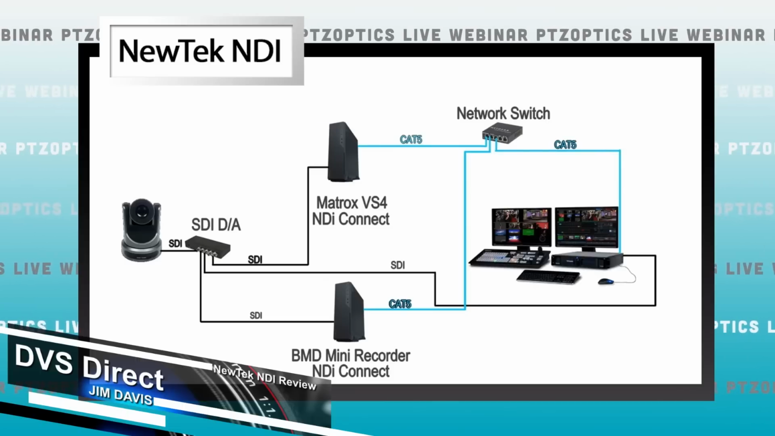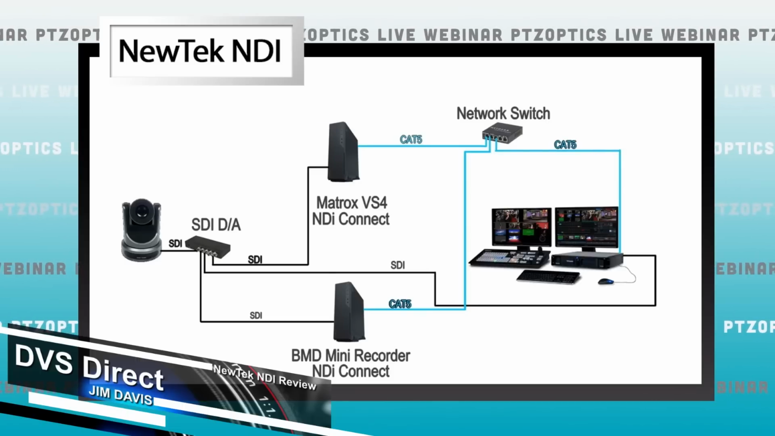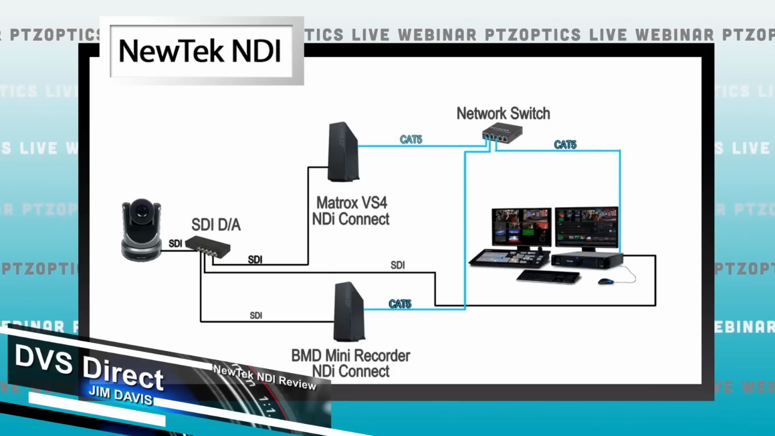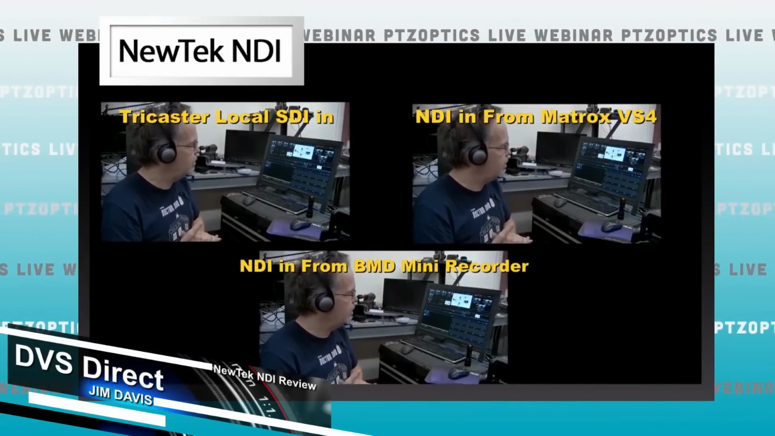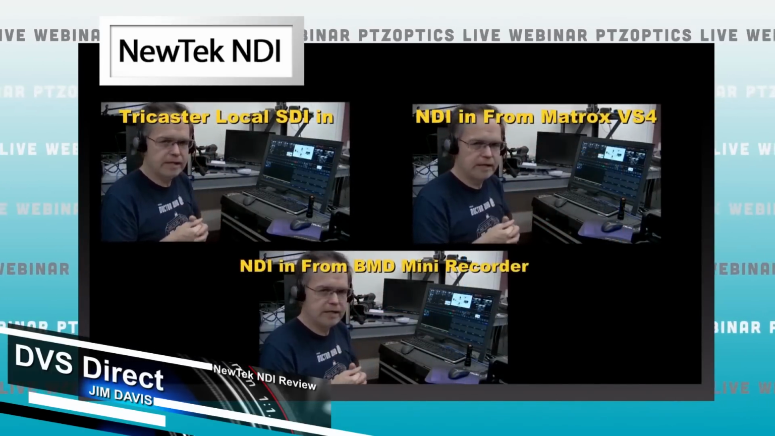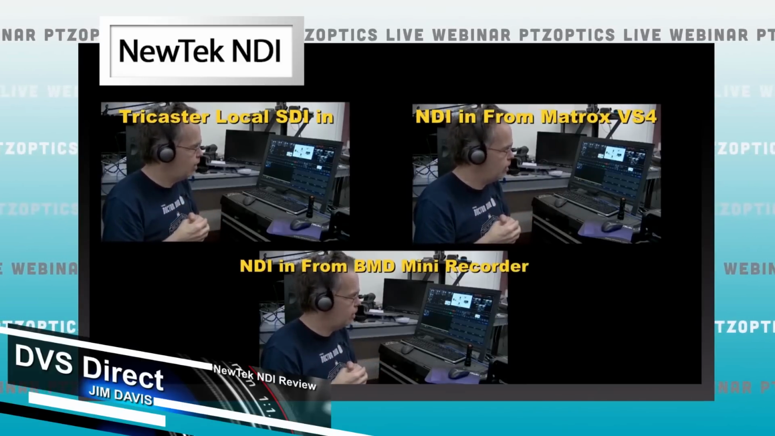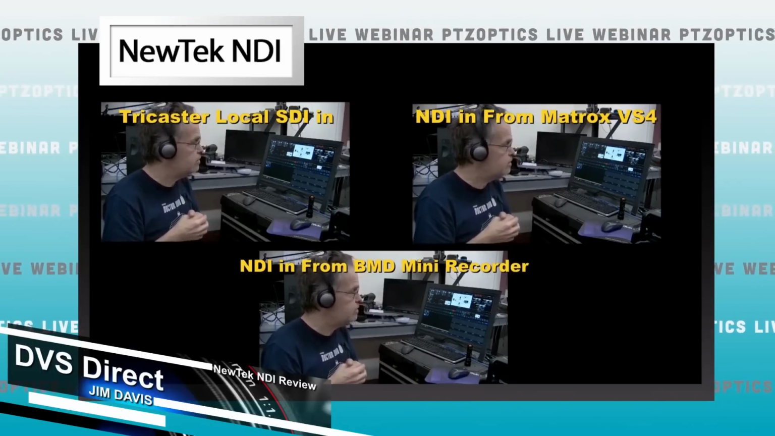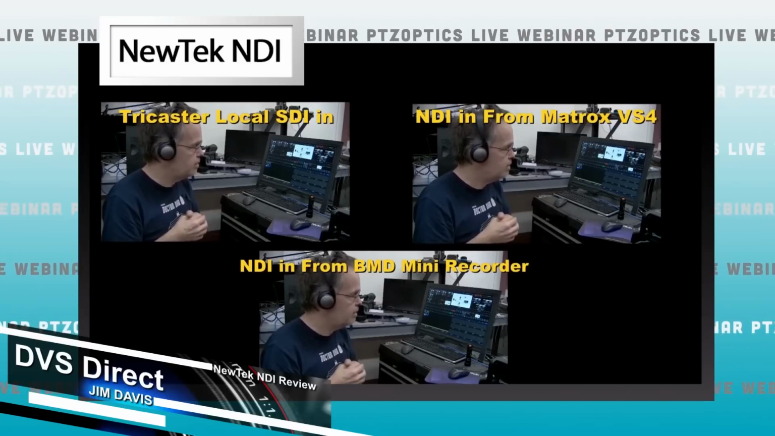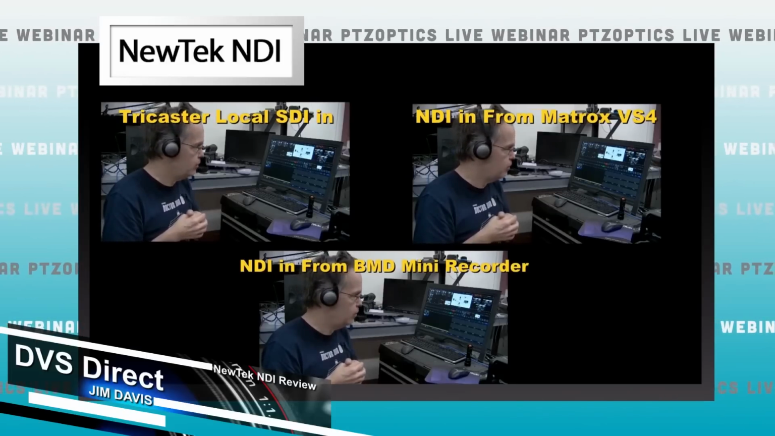So I've created an ME in the TriCaster to look at all these sources simultaneously. Let's bring it up. There you can see at the top left the local SDI input signal. The second one, to the right of it at the top, is NDI coming from our Matrox VS4 card. And the third source, at the bottom, is the Blackmagic Design mini recorder.